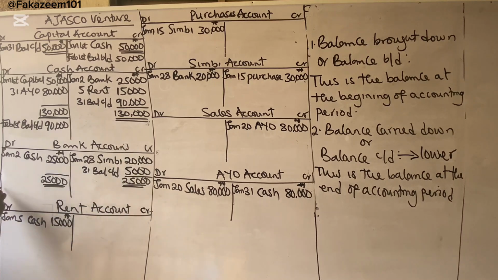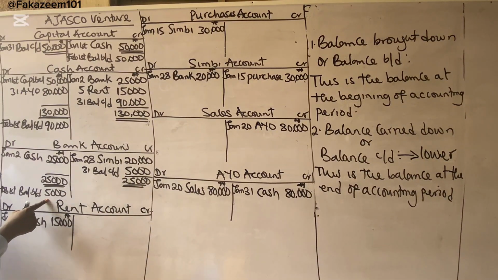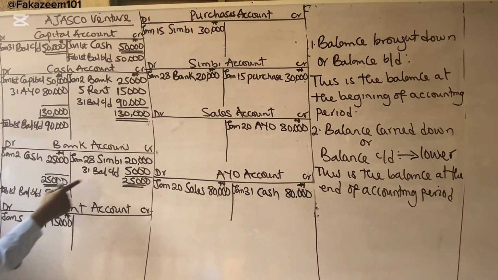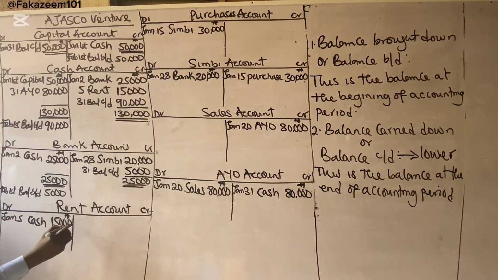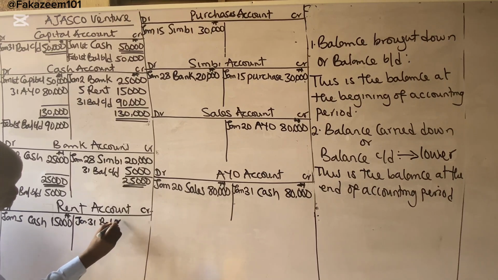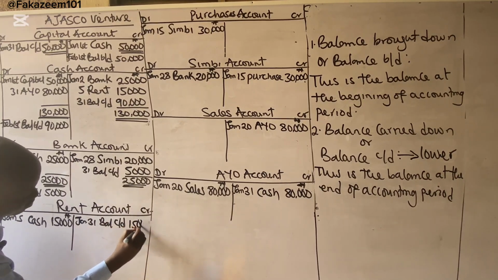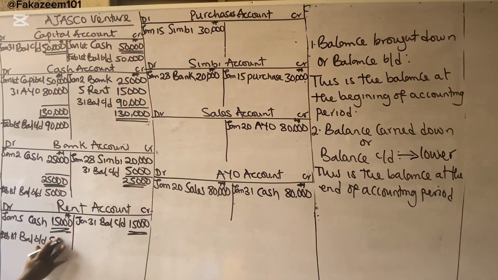Carry down is on the credit side. You come here on February 1st. You put balance brought down, 5,000. Make sure that the same amount of carry down is the same amount of brought down. And the carry down and brought down cannot be on the same side. The carry down comes first before the brought down. Now let's come here to January 31st. We'll say balance carry down, that is 15,000. Account closed. We'll come here and February 1st, we have a balance brought down, that is 15,000.